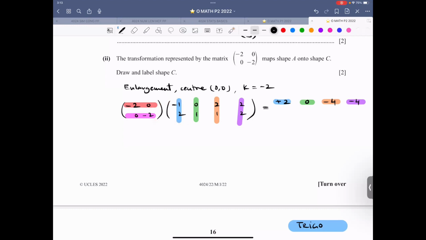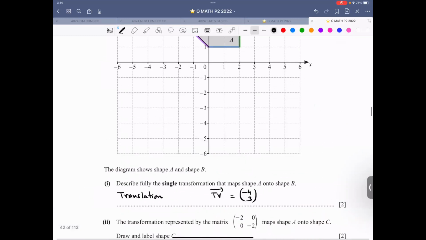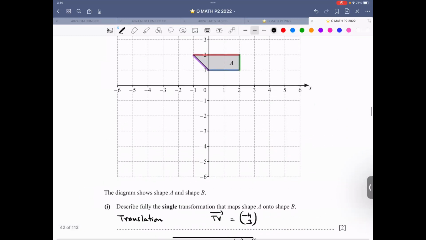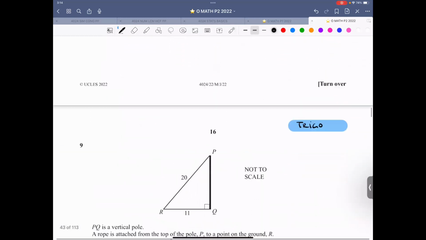So -2 into 2, -4, -2, -2, -4. And again, the color combination is the same. So this is blue, and then this is green, and then this is orange, and then this is purple. So these are the 4 coordinates that we get. Just plot them. So 2, -4, 0, -2. That's 2 points.